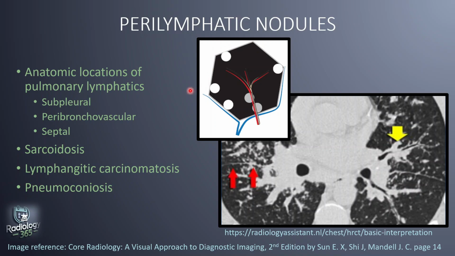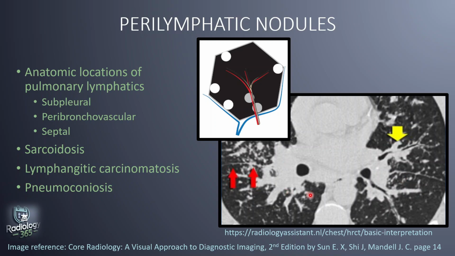Okay, so some of the main causes of perilymphatic nodules would be sarcoidosis, lymphangitic carcinomatosis, and pneumoconiosis. So looking at this image, it's a typical case of perilymphatic distribution of nodules in a patient with sarcoidosis. You can notice the nodules along the fissures. Follow this fissure. You can see some nodules along this fissure, some nodules along this fissure, indicating a perilymphatic distribution. Right, that's indicated by the red arrows here.